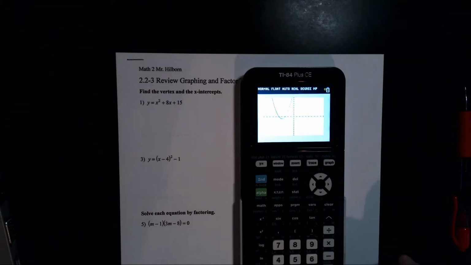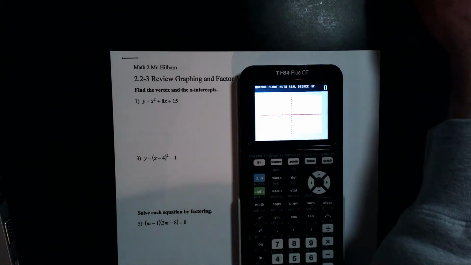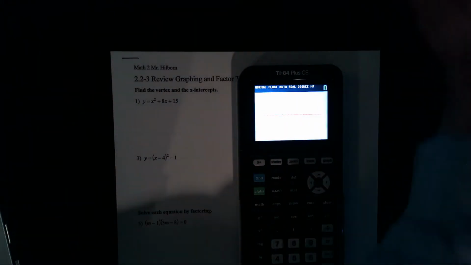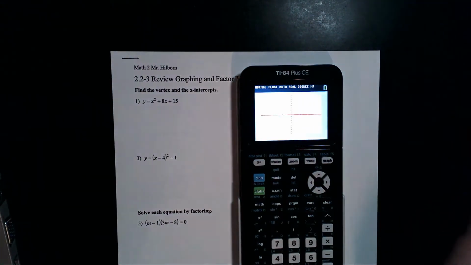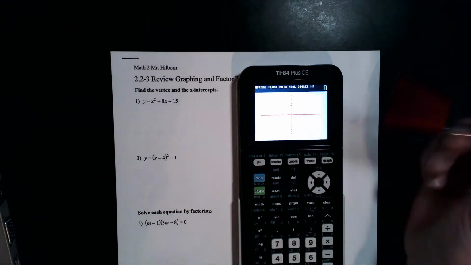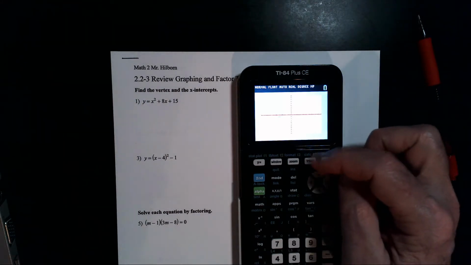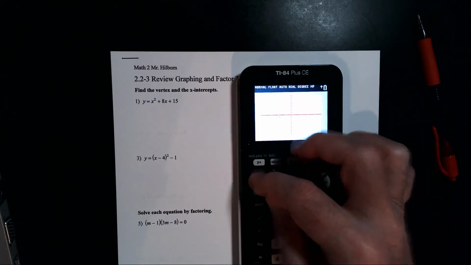Okay, so we can see that, well, depending on what you can see from my screen, I'm a little frustrated. Sometimes it seems to appear, sometimes not. I don't get it. Well, at any rate, there are two x-intercepts that we can see, but first let's get the vertex. So above the trace button in blue is calc. So we go there, second calc.